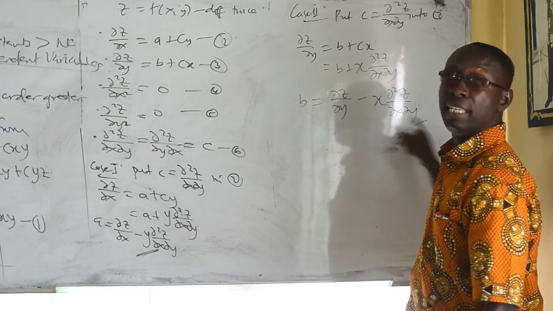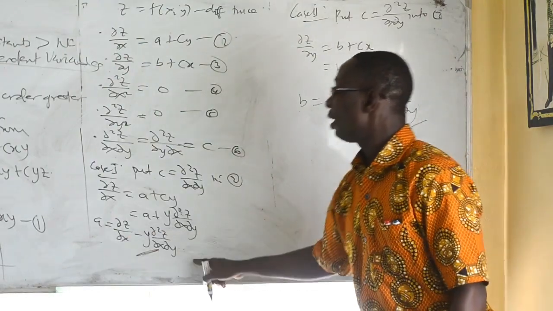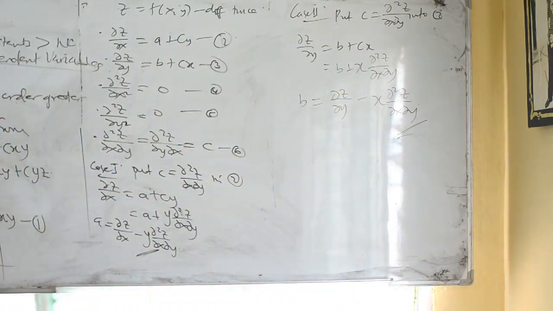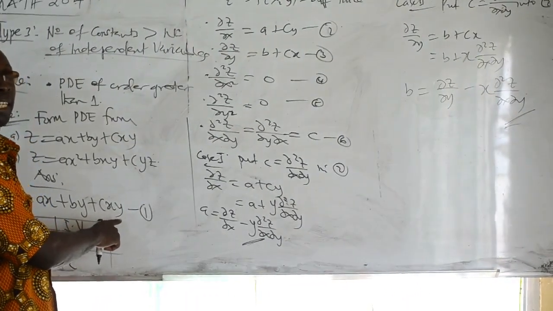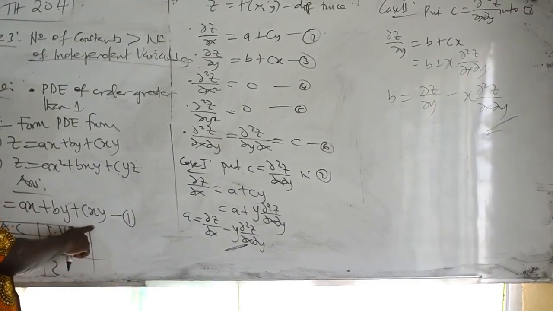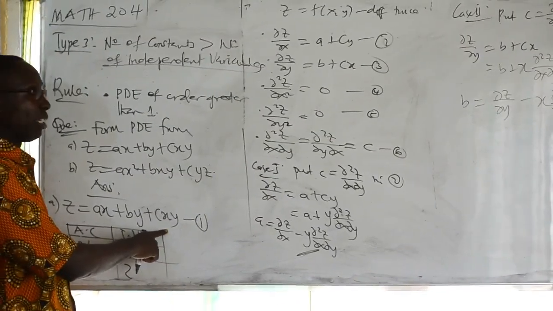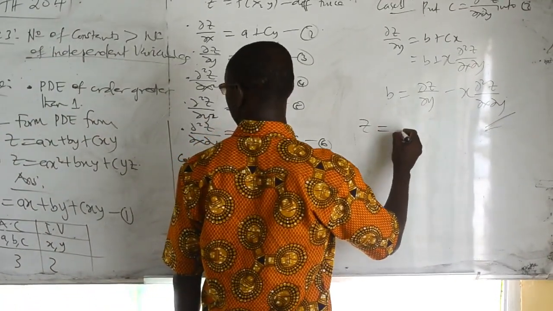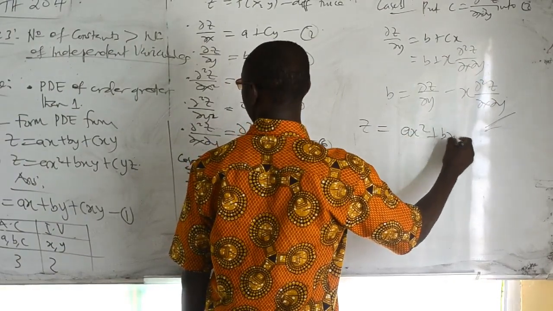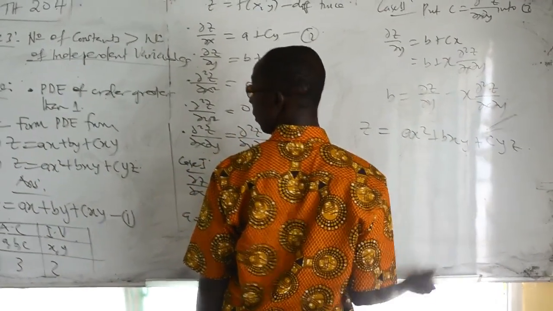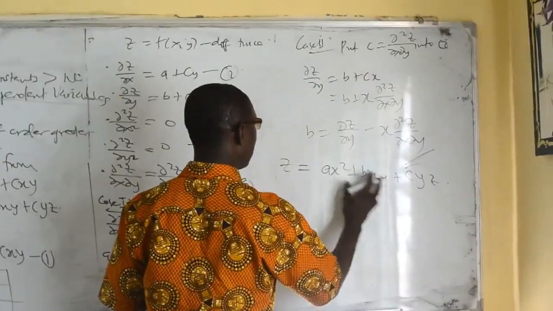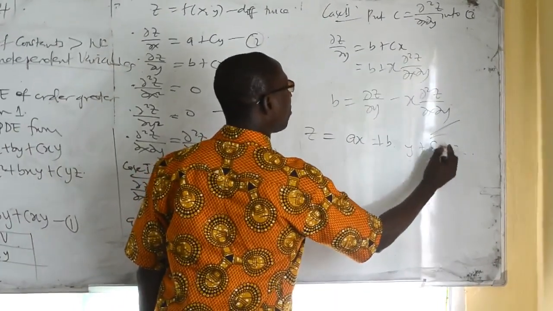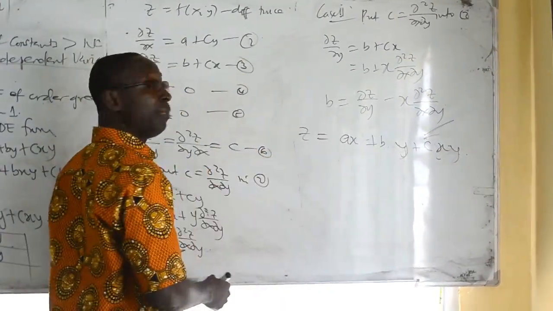So now we know B, we know A, we know C. We can put them inside equation 1 so that A, B, C will vanish. So let us go and finish that one. So we have z equals ax plus by plus cxy. So we put A, B, and C inside.